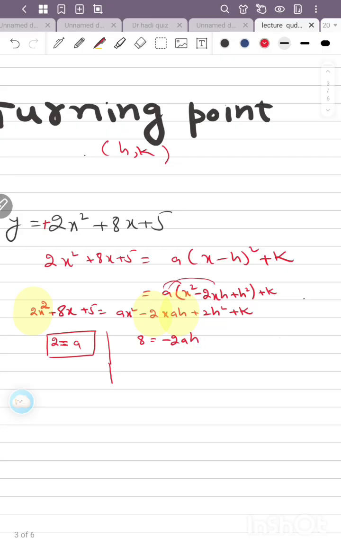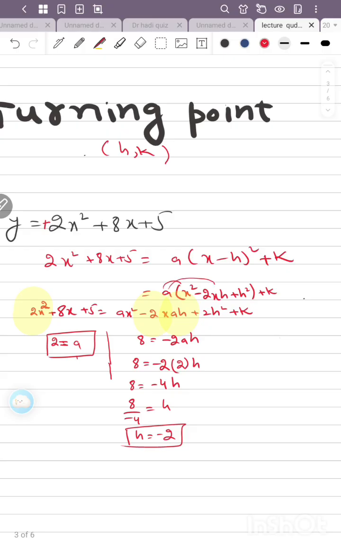Okay, here we find 8 minus 2a. What is the value of a? You put 8 here, so the value is 2h. Okay, after going this one, 8 minus 4h, and 8 will be divided by minus 4. The h answer is minus 2.